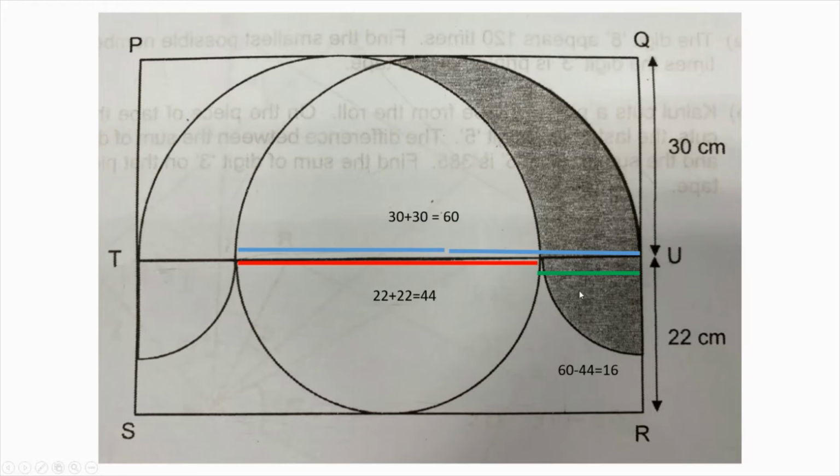The next step, we need to fill up the gap on the left here. So what we then do is we move the green line for 16 cm over to the left. Because it's the same small circle, this radius is still the same at 16. Then we remove the red line. And that's the answer for TU, 76 cm.